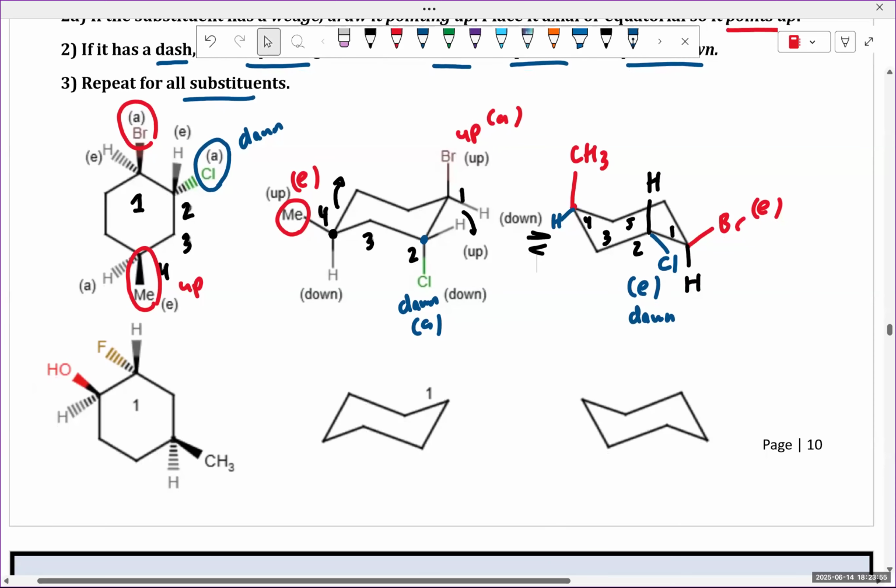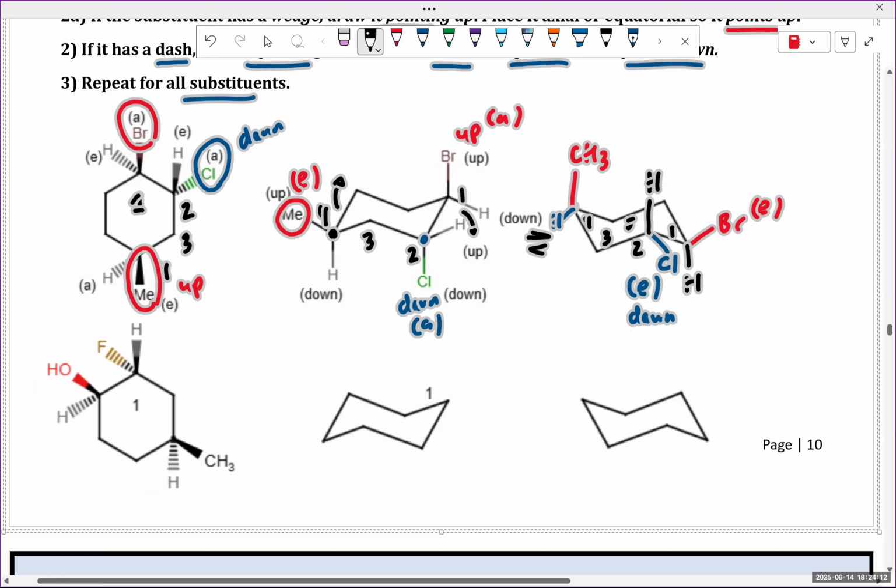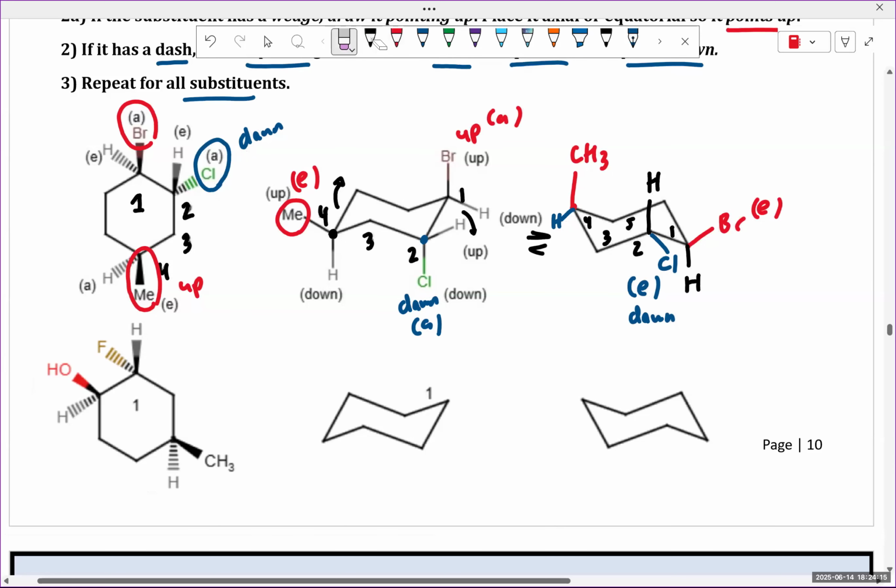Let's now try to apply what we've learned, and I'd like you to draw the chair conformation for the following molecule, and I pre-labeled one of the carbons as carbon 1. So take some time, pause the video, and then we'll work through this example. Okay, so first things first, I'm going to label my carbons counting clockwise. Next, I'm going to look at my first carbon.